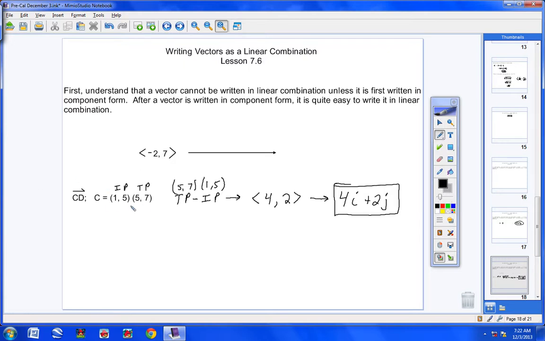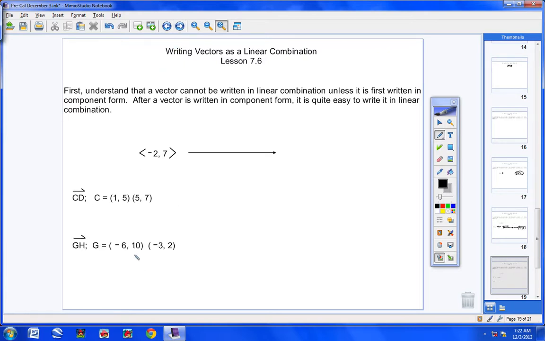This is a vector here written in just standard normal form. This is a vector here written in component form. And this is a vector here written as a linear combination. Okay? All right, let's try one more. You can work ahead or watch me.